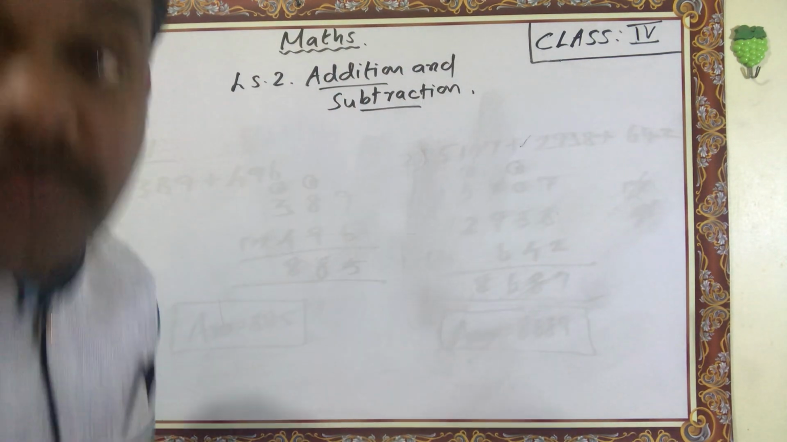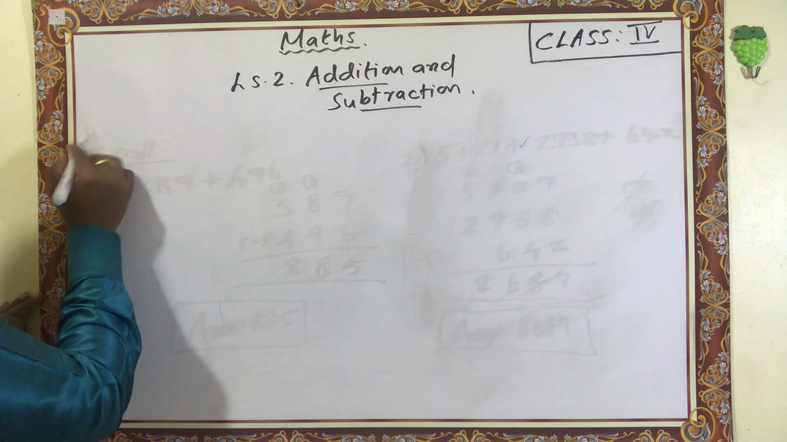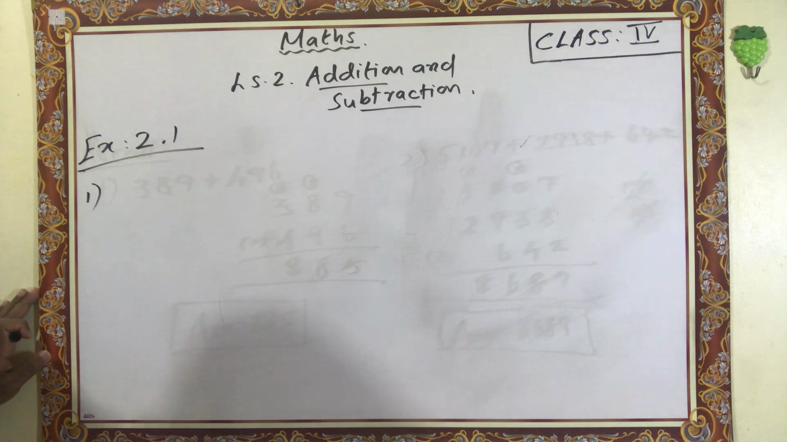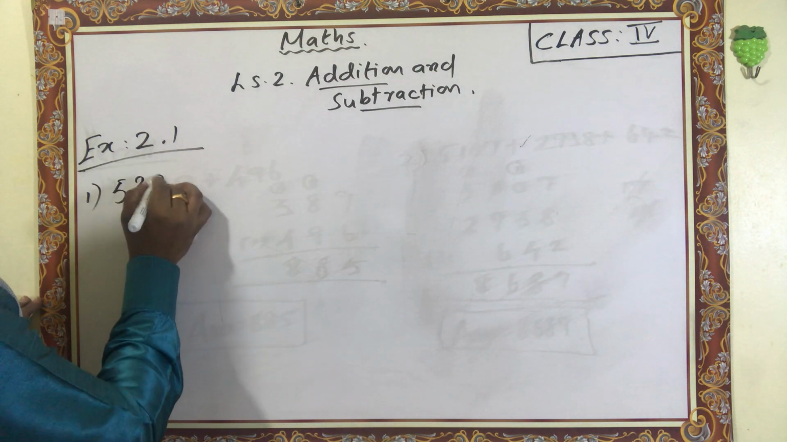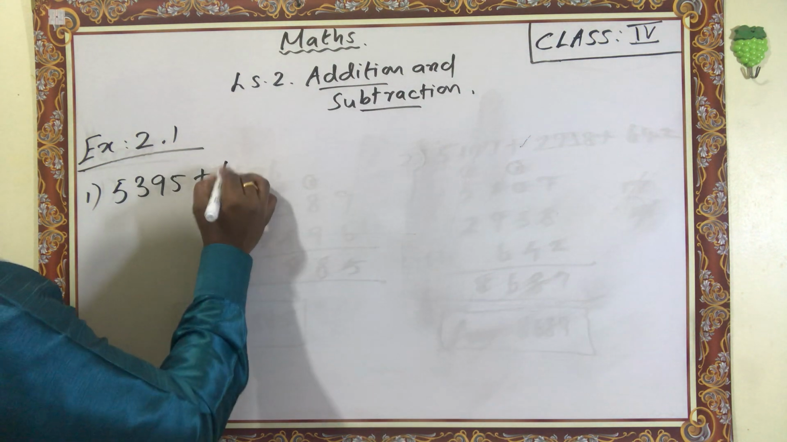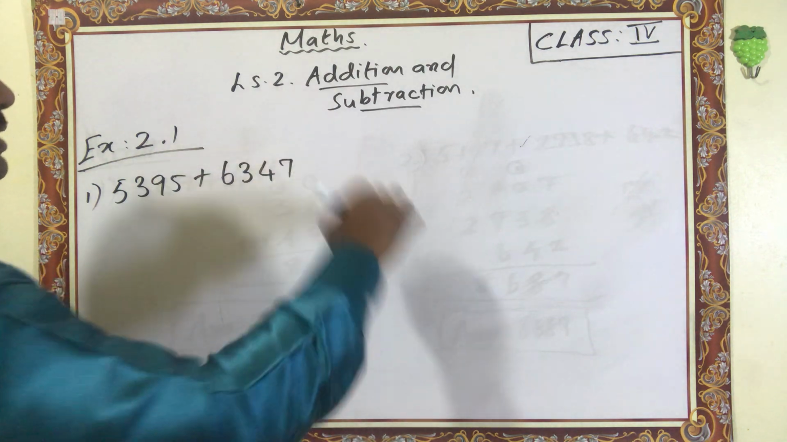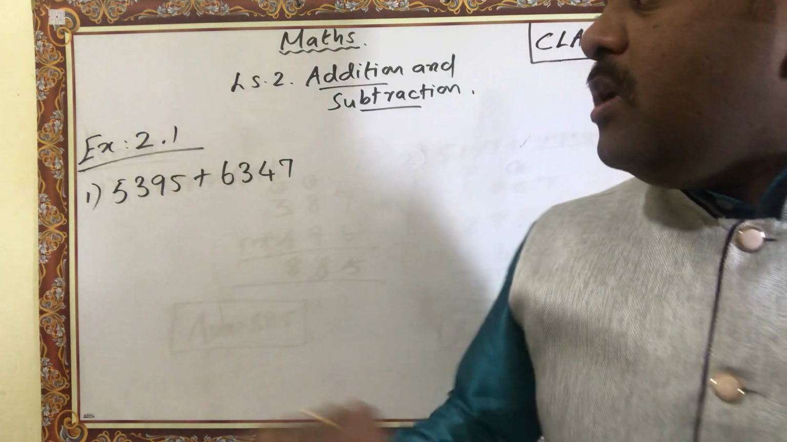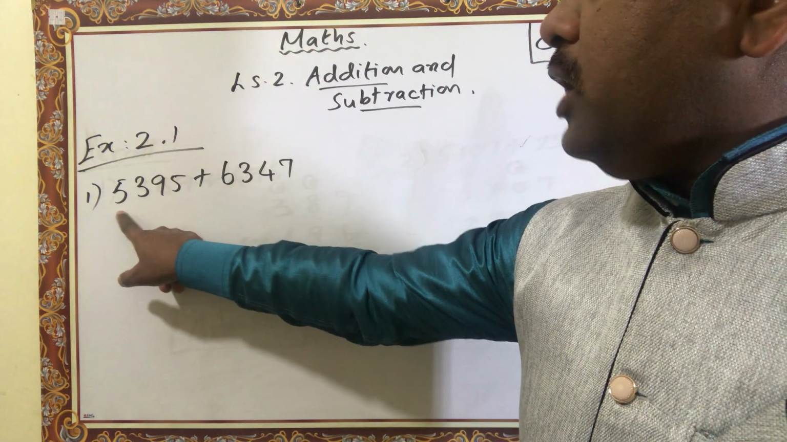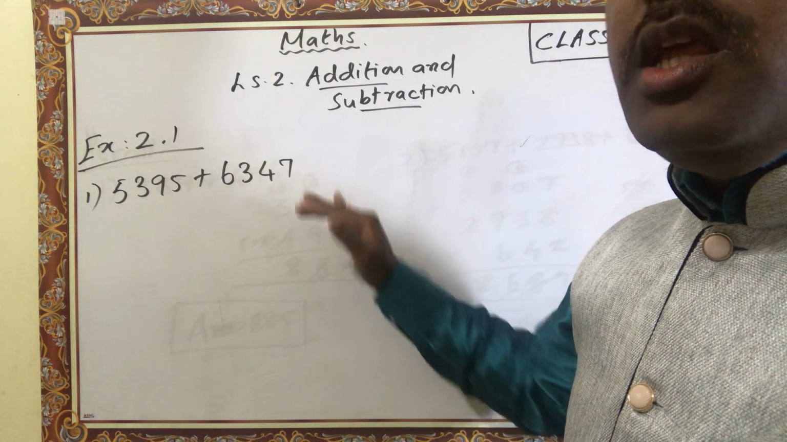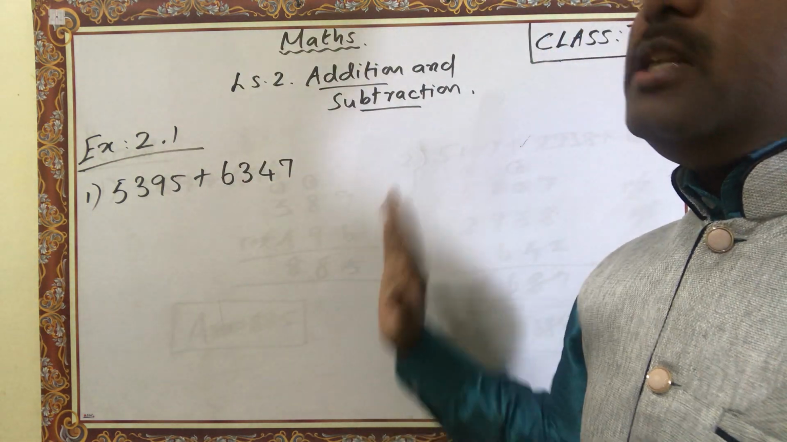First exercise. First question. 5395 plus 6347. Here you can see this is a 4-digit number. See, 1 2 3 4, 4-digit number. But when you are adding, you will get the answer as a 5-digit number.